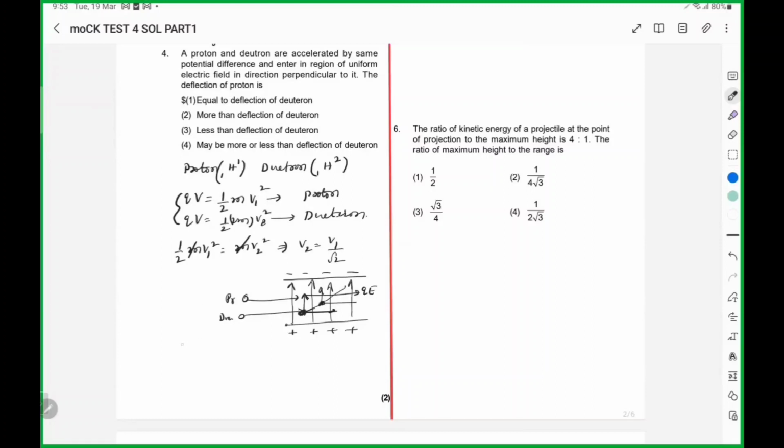So in t seconds, horizontal distance traveled, x is vt. In the same time, vertical distance is, because they are moving horizontally, initial vertical velocity is 0, so y will be u_y t plus half a t square. The vertical displacement is half a t square only. The deflection is based on vertical displacement. So here force on a charged particle is QE, which is equal to m a.